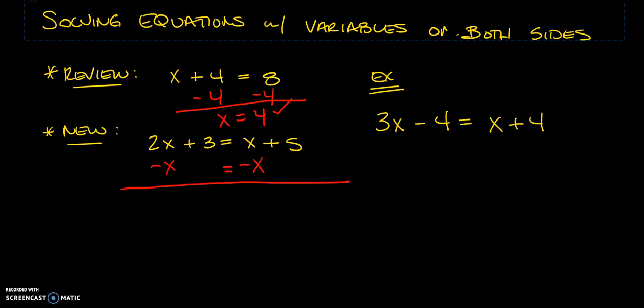So in this case, I have a positive x. So I'm going to need to subtract x from this side to get that to 0. But what I do to one side, I have to do to the other. So I subtract x from both sides. That gives me 2x minus x, which just gives me x.